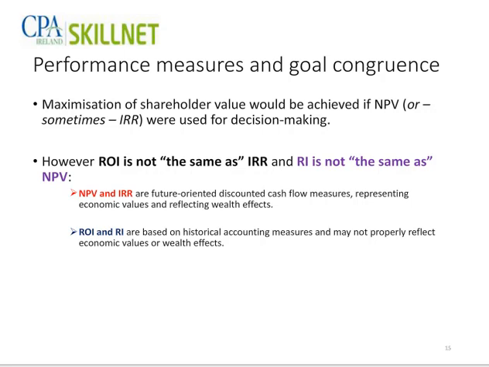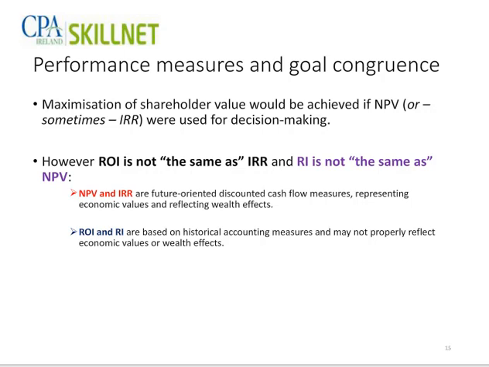So what's the relationship between these performance measures and goal congruence? Well, in an ideal world, maximization of shareholder value would be achieved if managers allowed their decision making to be guided by net present value or perhaps internal rate of return. However, we can't simply say that ROI is the same as IRR, even though both are percentages, nor can we say that residual income is necessarily the same as net present value, even though both of those are absolute measures, numbers of euro.